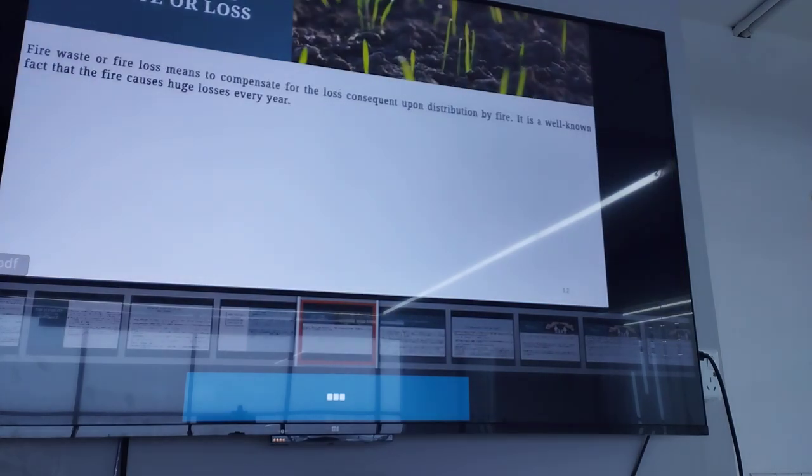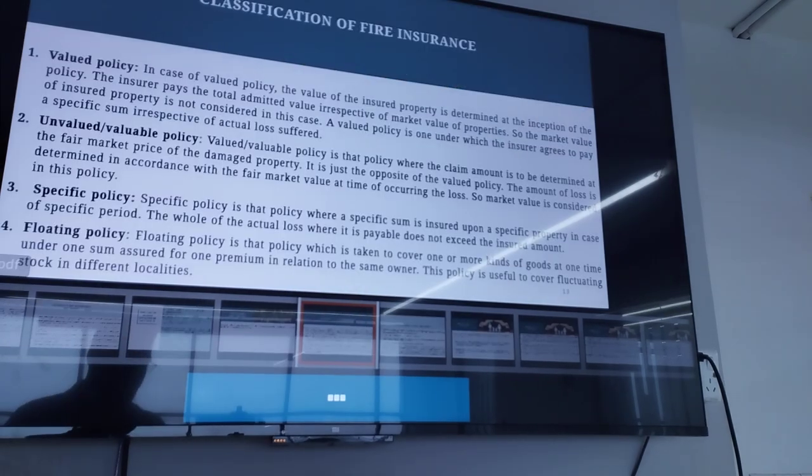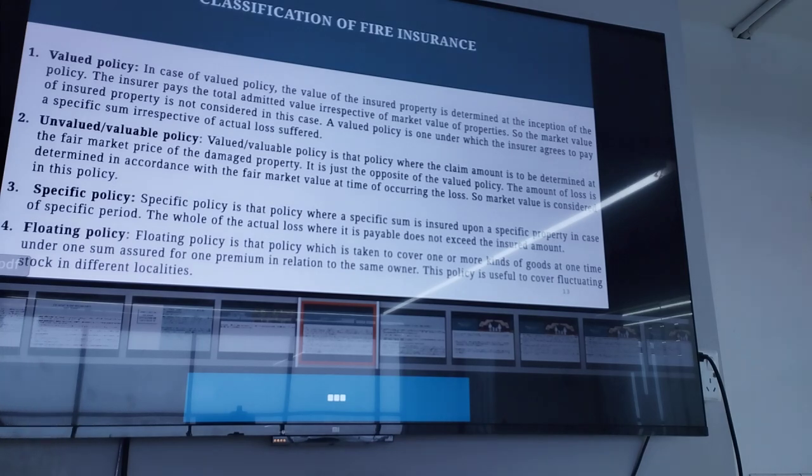Definition of fire waste. Fire waste or fire loss means to compensate for the loss consequent upon destruction by fire. It is a well-known fact that fire causes huge losses every year. Classification of fire insurance: valued policy, unvalued policy, specific policy, floating policy.